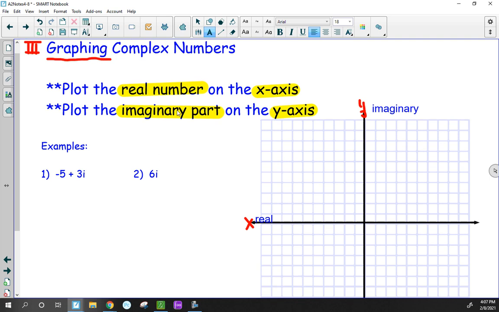Alright, let's take a look at example number 1. We are graphing -5 plus 3i. In this problem, we can see that this is a real number. We definitely know where -5 is on a number line, for example, so that's real. But the 3i is the imaginary part.